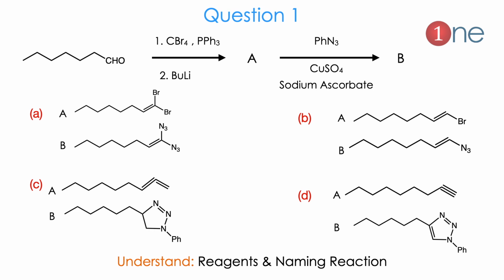Let us see the first problem. Here the aldehyde is given. The reagents are given, which is phosphine, butyl lithium, azide and copper sulfate. So you have to identify the product. There are the 4 options there. One is just substitution, another includes cyclization. Here the important thing you should understand is you have to understand the reagents as well as the naming reactions.